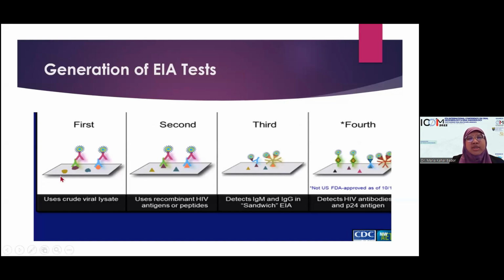So these are the generations of enzyme immunoassay tests that have occurred. We had the first generation and the second generation, which then used recombinant HIV antigen or peptides. Then we had the third generation, which started the sandwich enzyme immunoassay. And then we have the fourth generation, which is currently what all of Malaysia, as far as I know, is using. These assays detect the HIV antibodies and the P24 antigen, and they have a very high sensitivity, up to nearly 100%.